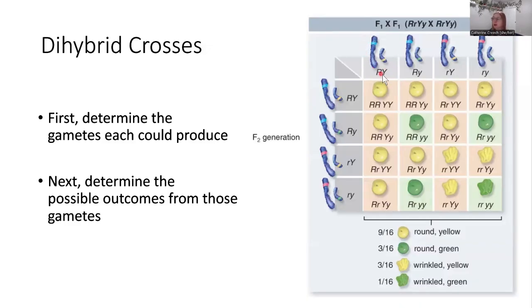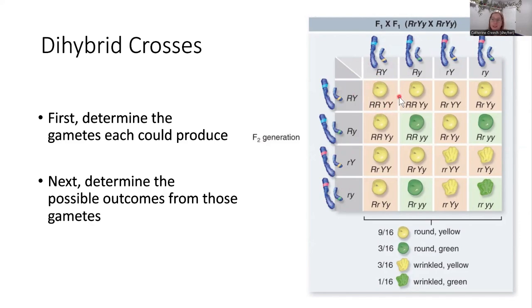Here's our big R, big Y, big R, little y, little r, big Y, little y, little r, little y. And we do the same thing for the other parent. So we have the theoretical gametes each of the parents could make, determined by their genotype. And then we drop down and we fill in our dihybrid cross.